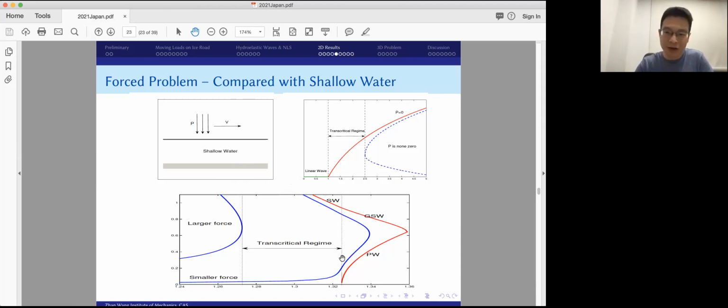Let's go back to our problem, which is quite different. Our problem is different because the bifurcation is different.